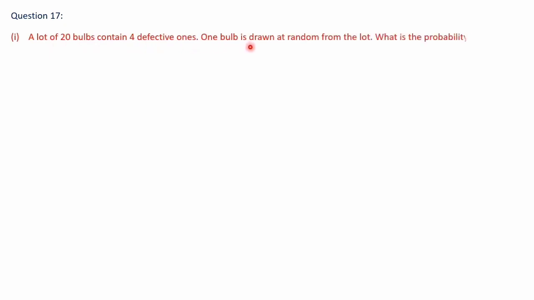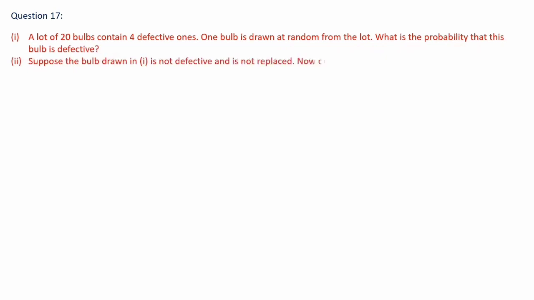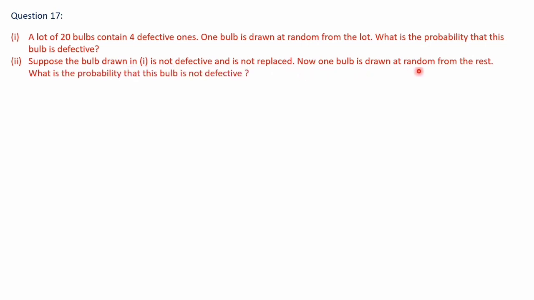Next we shall discuss question number 17. The question is, a lot of 20 bulbs contains 4 defective ones. One bulb is drawn at random from the lot. What is the probability that this bulb is defective? Suppose the bulb drawn in (i) is not defective and is not replaced. Now one bulb is drawn at random from the rest. What is the probability that this bulb is not defective?